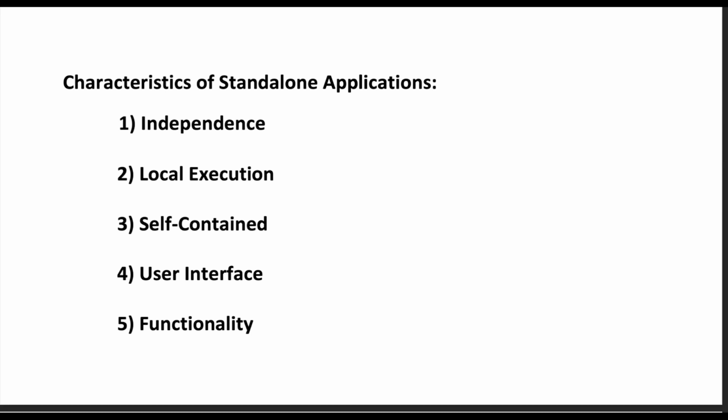The fourth one is user interface. Standalone applications often have a graphical user interface, that is GUI, or a command line interface, that is CLI, for user interaction. And the fifth one is functionality. They can perform a wide range of tasks, from simple utilities like calculators to complex software like video editors or games.